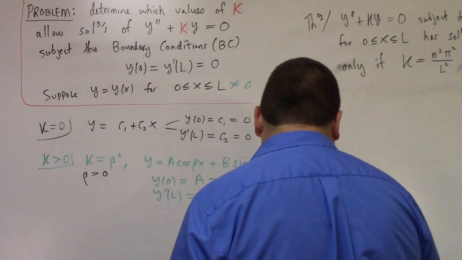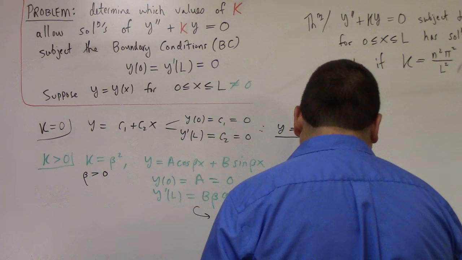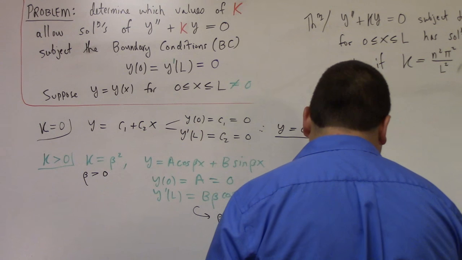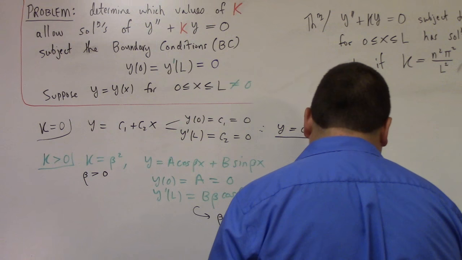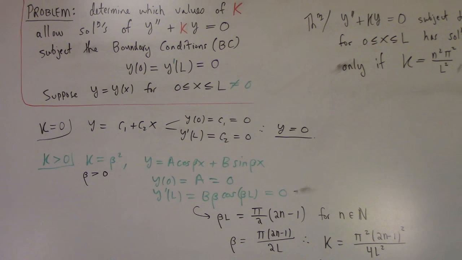So therefore the k value here was what? It was pi squared times 2n minus 1 squared over 4L squared, for what it's worth.